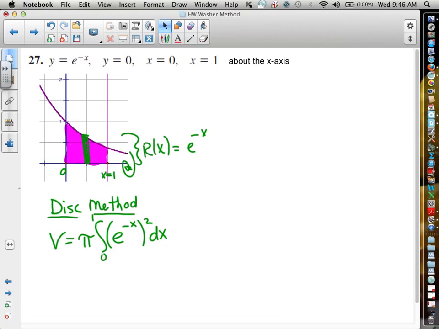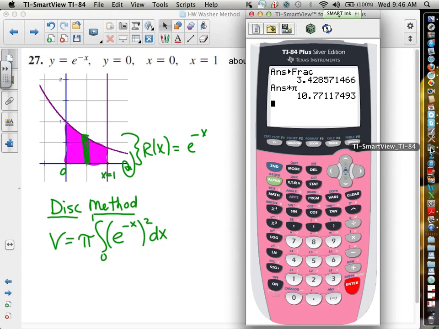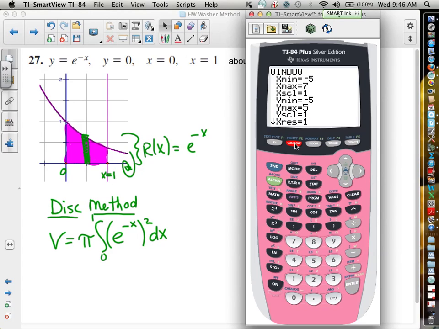And then again, just type it in your calculator. My window should be okay. I'm going from -5 to 7, so it includes my 0 to 1. So in my y equals, we'll type in e to the negative x squared. E is the second key on the natural log key. Let me fix this parentheses here, and then we'll put a square outside. Right, and I'm integrating from 0 to 1. There's my curve.